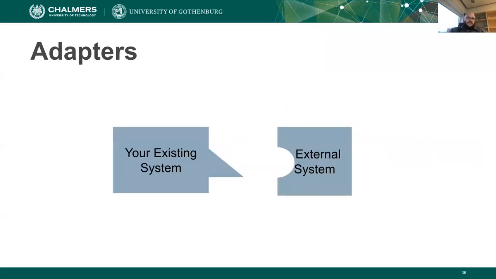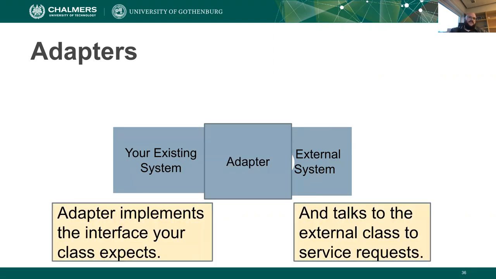We want to do the same thing with our software. You don't want to change your code, and you can't change the vendor's code, right? You've got to work with the interface they offer. So what can you do instead? Well, we can write a class to sit in between the two and turn the interface of whatever we're working with into the one we're expecting. The adapter implements the interface your class expects and talks to the vendor interface to serve requests. It acts as a middleman.